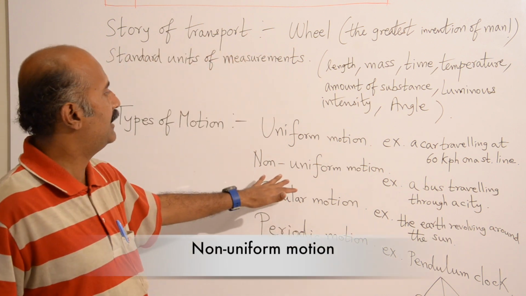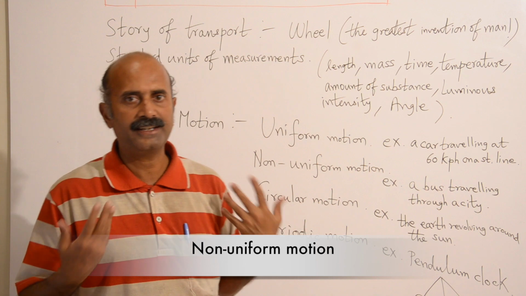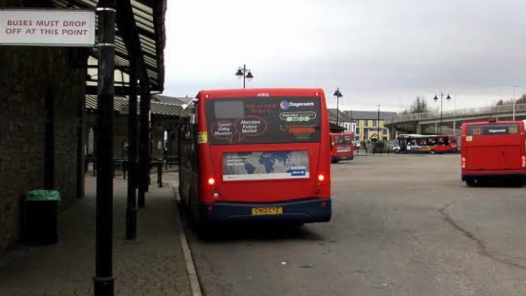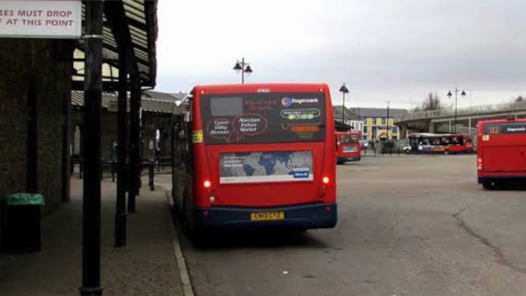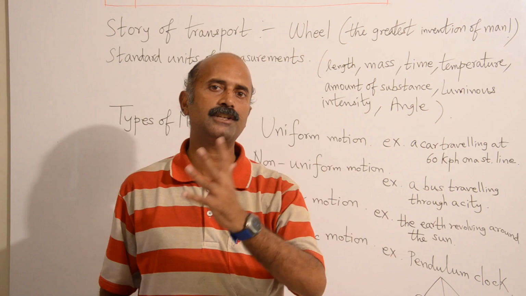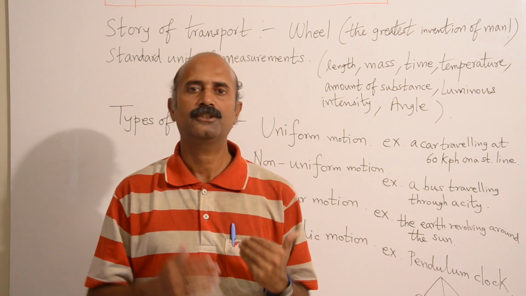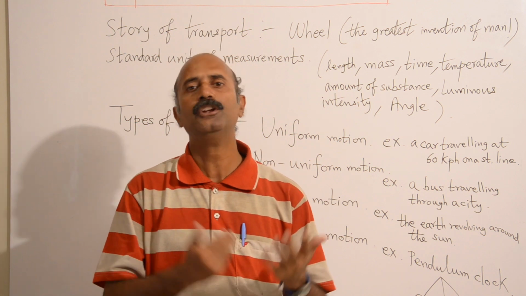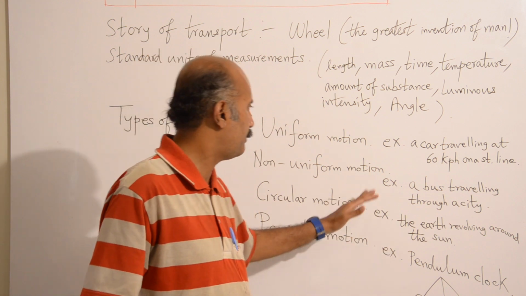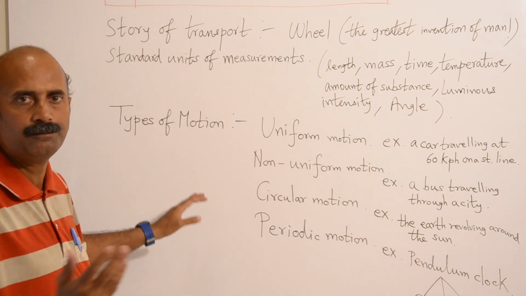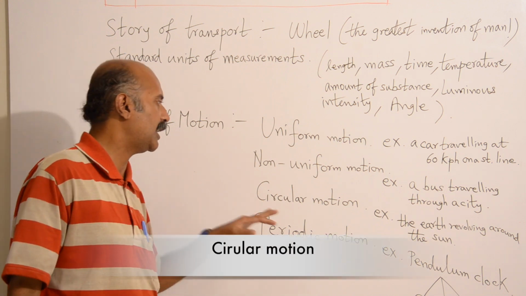Second, non-uniform motion. We all know the city bus or the town bus which we all use. The town bus starts, after some time it stops. Then it picks up a few passengers, some go down, then it increases the speed. Then it decreases the speed. So the speed is varying a lot. That's why this is an example of a non-uniform motion. A bus traveling through the city, or it can be a car, a truck, anything, or a bike, motorbike.